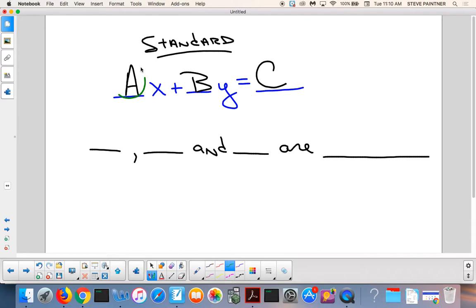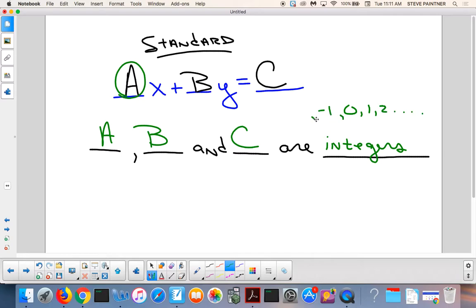What are A, B, and C? Are they variables, fractions, decimals? They're not fractions, they're not decimals. Real numbers? Whole numbers, close. Real numbers are fractions and decimals. Okay, we're really close. Someone said it: integers. There you go.